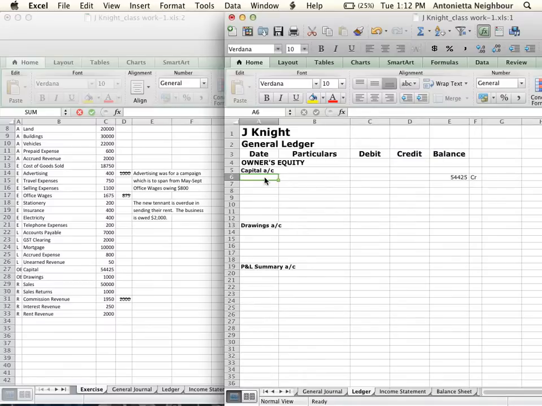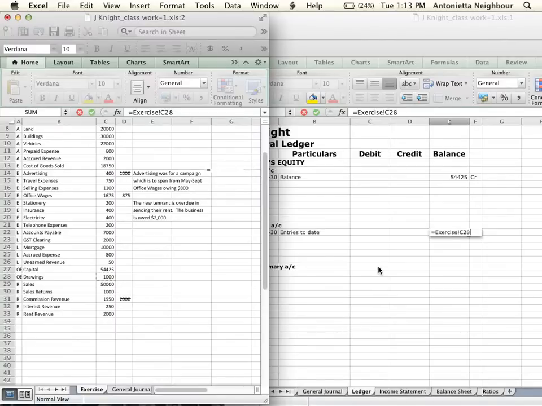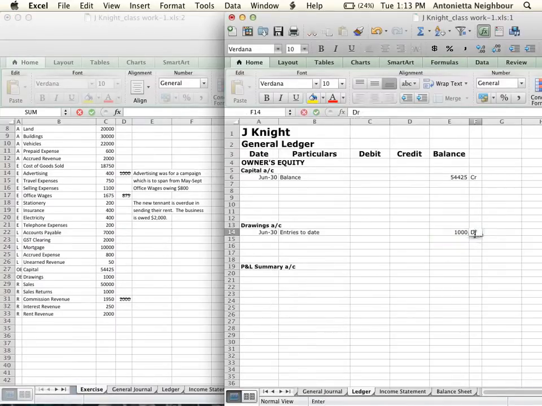So we'll put in the date June 30, and we call it balance. In the drawings account on June 30, we don't call it balance, but we call it entries to date. You only call it balance if the account has a balance in it at the beginning of the accounting period. Drawings gets closed off at the end of every accounting period. So we have entries to date, and the entries to date for drawings is $1,000. And that's a debit balance because drawings represents a decrease in your owner's equity.